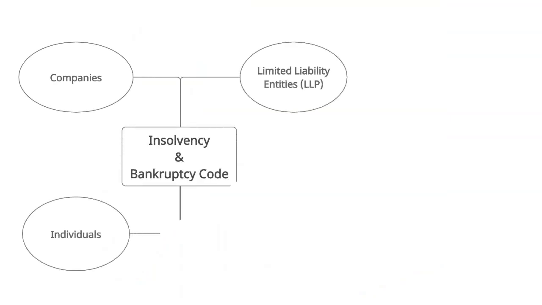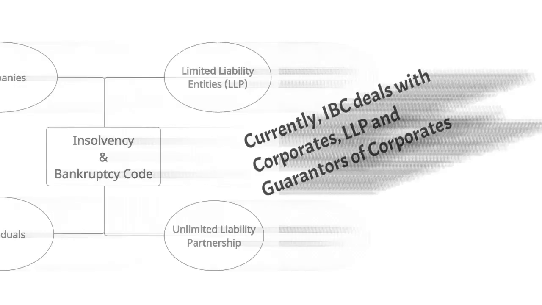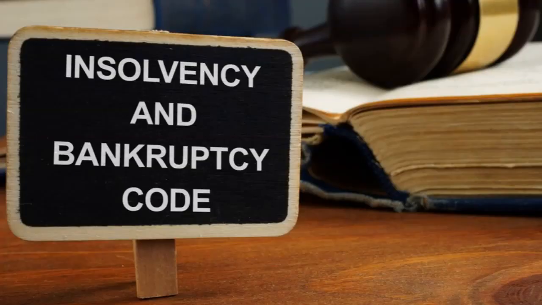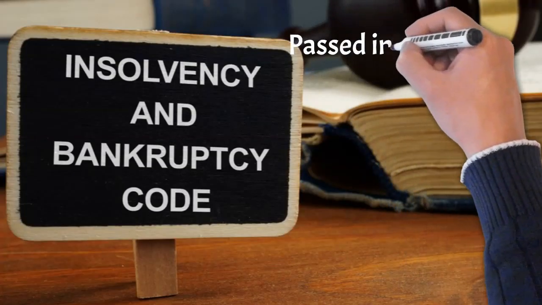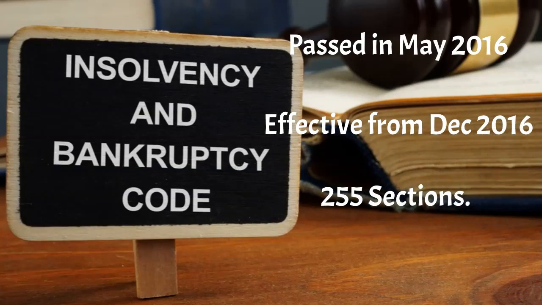The key theme of the code is to consolidate all laws relating to insolvency of companies, limited liability entities, unlimited liability partnerships, and individuals, presently governed by multiple laws, into a single legislation. As we can understand, all the dispensation methods needed some more comprehensive time-bound resolution to the corporate NPAs as well as revival mechanisms wherever the chances are there. The code was passed by Parliament in May 2016 and became effective in December 2016. The IBC has 255 sections and 11 schedules and aims to protect the interest of all stakeholders and make the process of doing business less cumbersome.